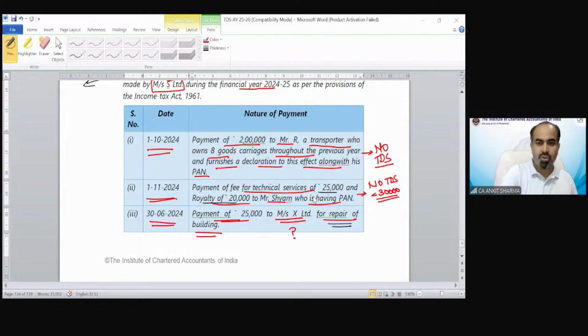Okay. So of course, because the payment is less than 30,000 and this is a kind of work contract, there would not be any TDS deduction.